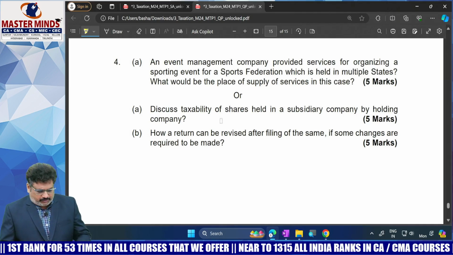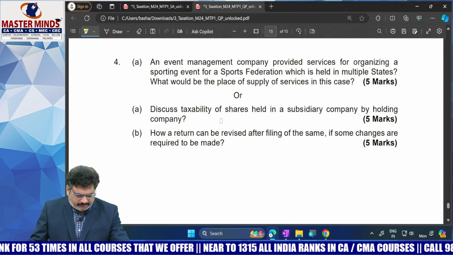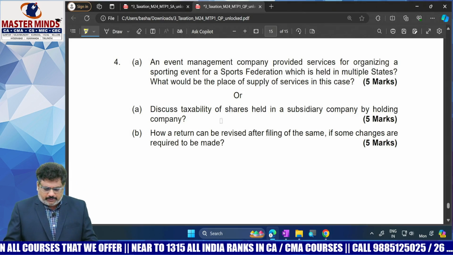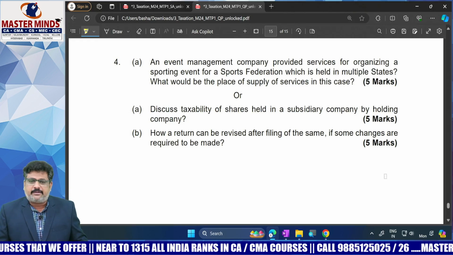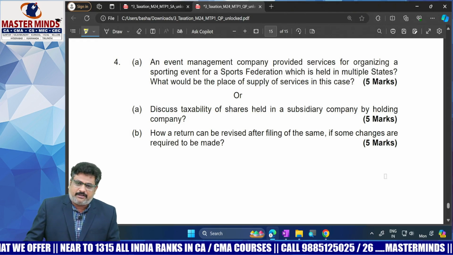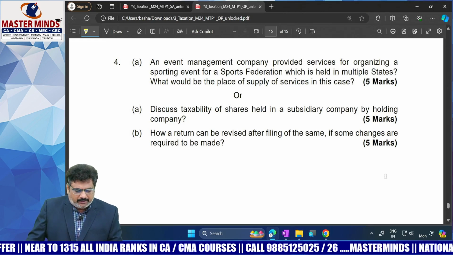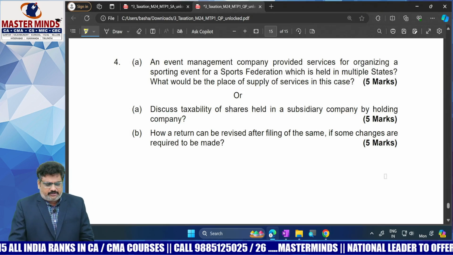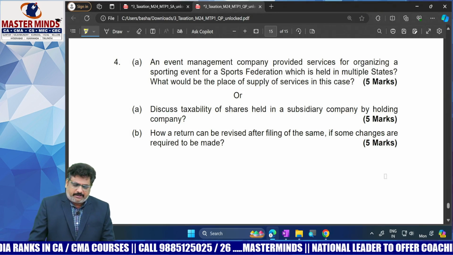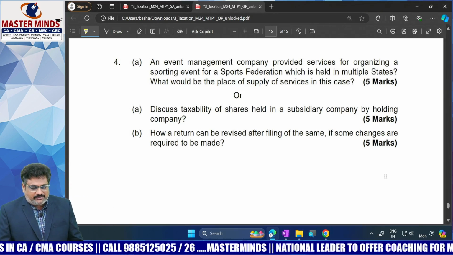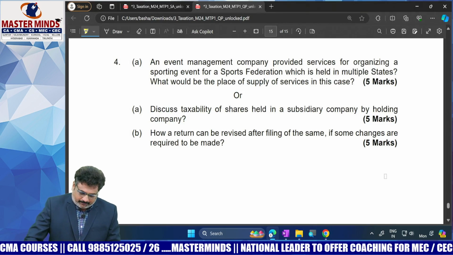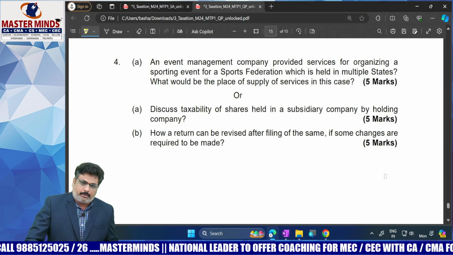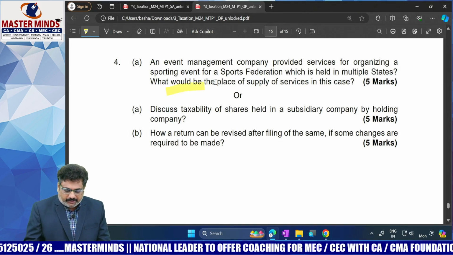It is an event management service. With respect to event management service provided to a B2B supply, then it is the registered place. If it is B2C, what is the position? Definitely where that particular event is held. And if it is provided in multiple states and a consolidated amount is given, then the agreement applies. Based on that agreement, if no agreement, based on the number of days of the events or something like that, we need to divide the amount. It is a pure theory question.